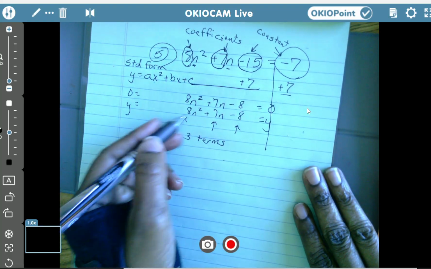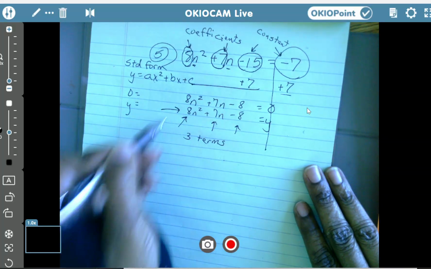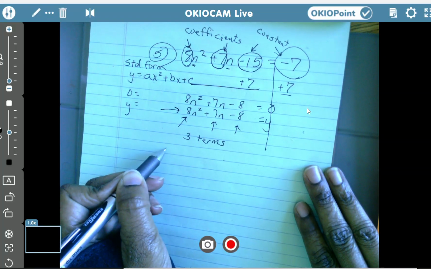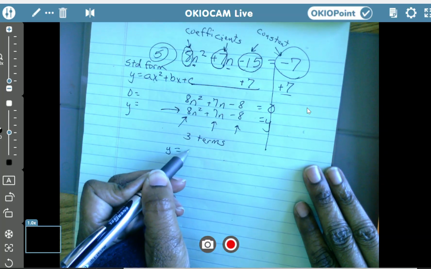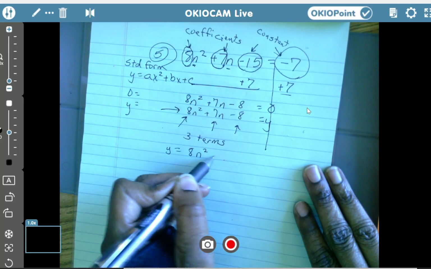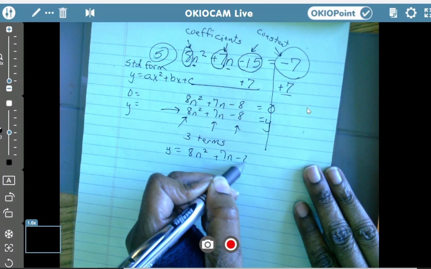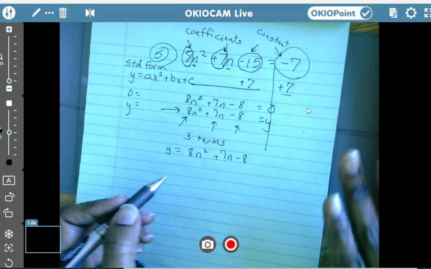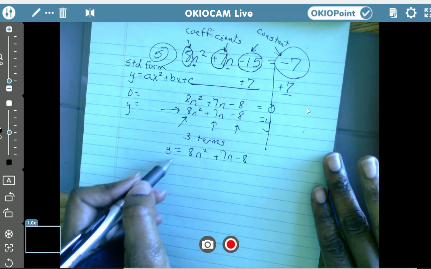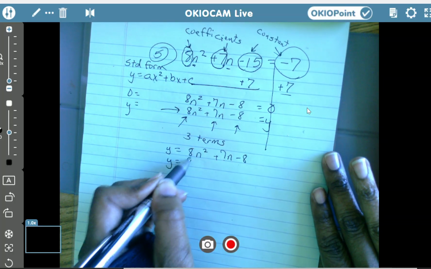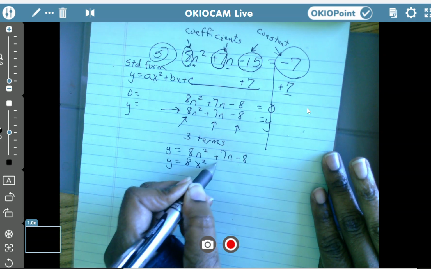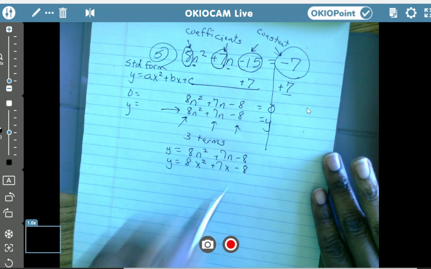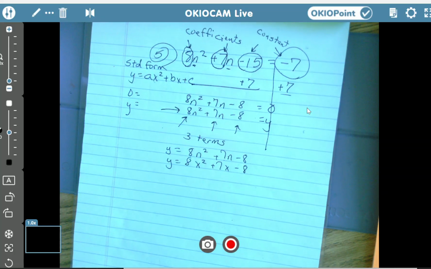So if we look at what we've written right here, we see that we have y equals 8n squared plus 7n minus 8. You cannot put n's in decimals. So you're going to write it as y equals 8x squared plus 7x minus 8. You'll go over to decimals and you can put it in the graphing calculator.